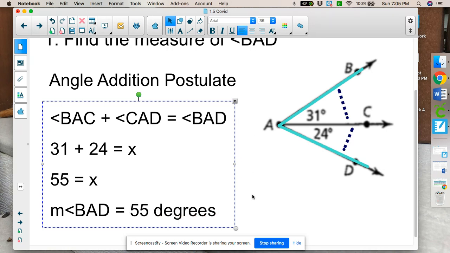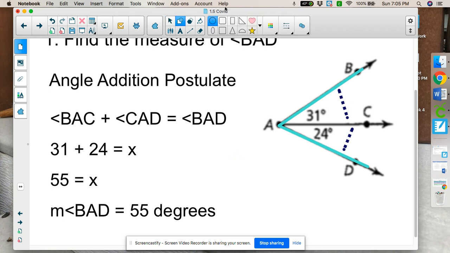Now, if you don't want to write out degrees, we use a little circle. So if I were to put a little circle above here, this is our symbol for degrees. You can just put it right above the number. And for measure, we put a little M in front of the angle sign to read that as the measure of angle BAD.